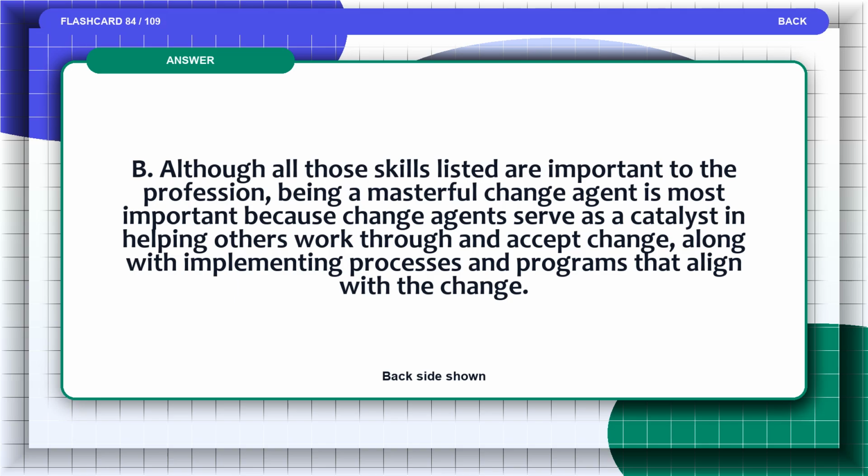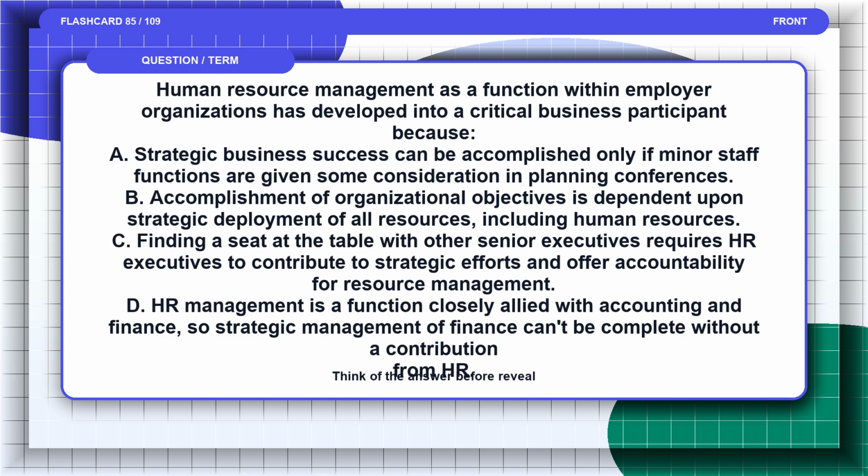The answer is B. Although all those skills listed are important to the profession, being a masterful change agent is most important because change agents serve as a catalyst in helping others work through and accept change, along with implementing processes and programs that align with the change. Flashcard 85. Human resource management as a function within employer organizations has developed into a critical business participant because A. Strategic business success can be accomplished only if minor staff functions are given some consideration in planning conferences.